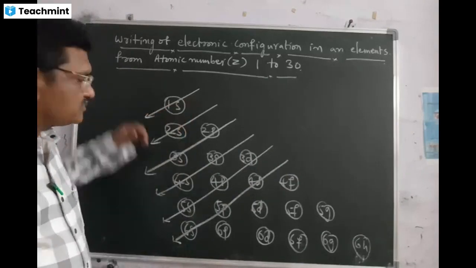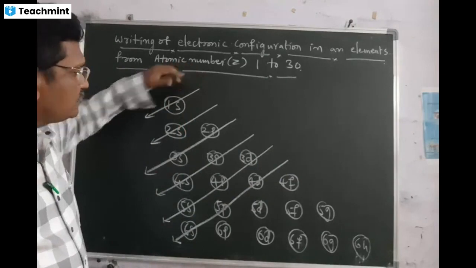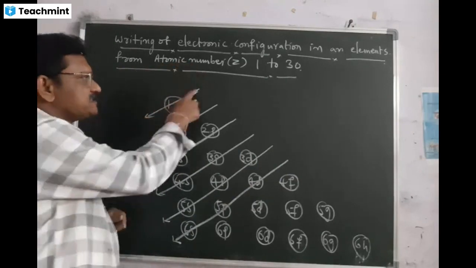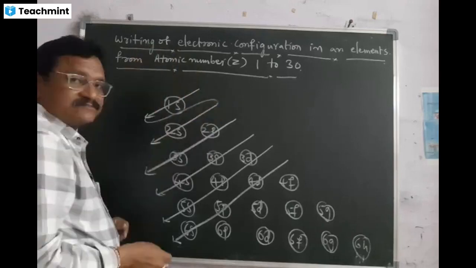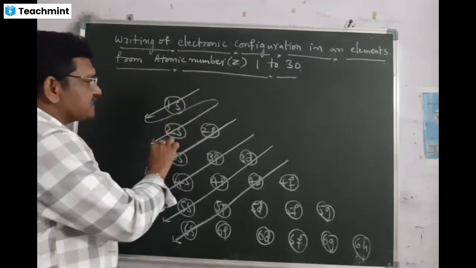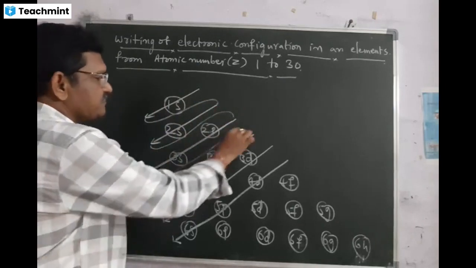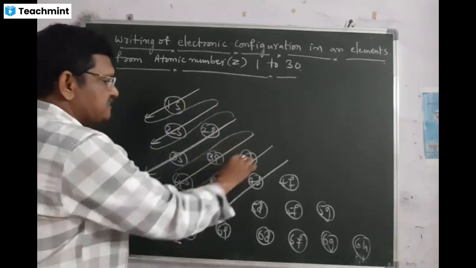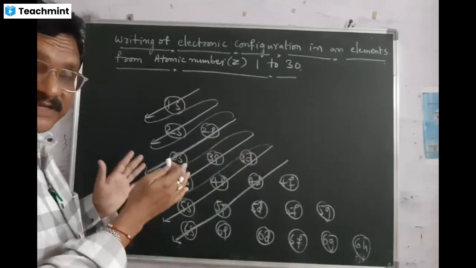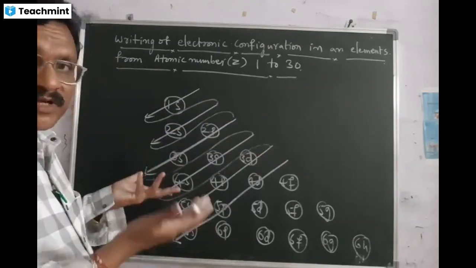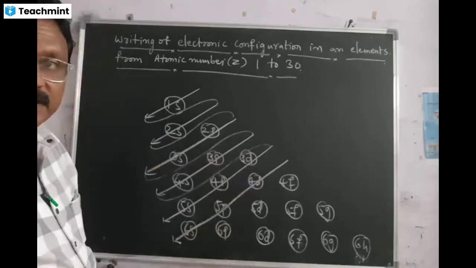Here, this arrow has a head and a tail. This head is connected to the next tail. Again this head is connected to the next tail, and again this head is connected to the next tail. By this, you can easily understand the order from lower energy to higher energy orbitals.